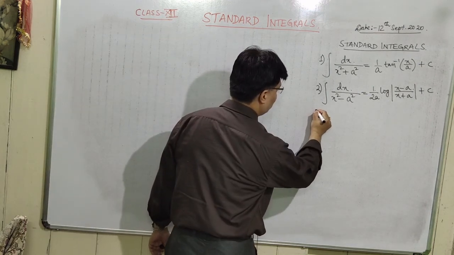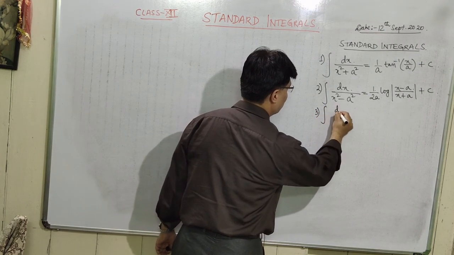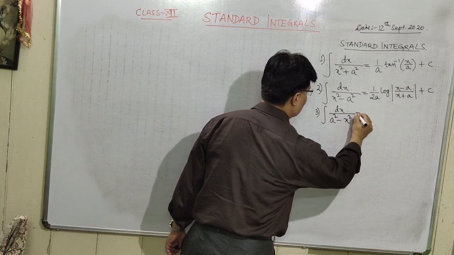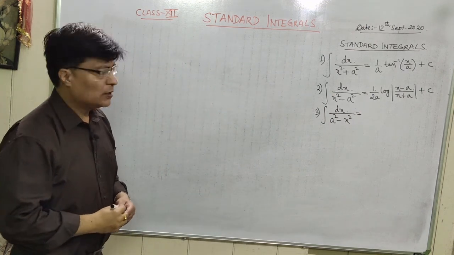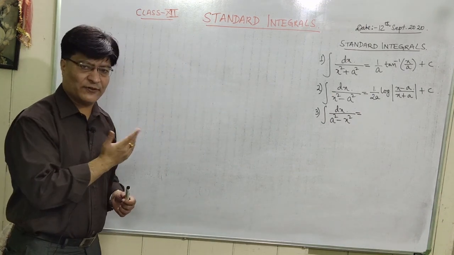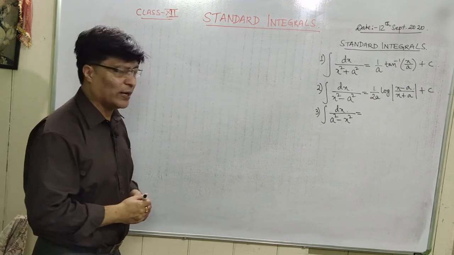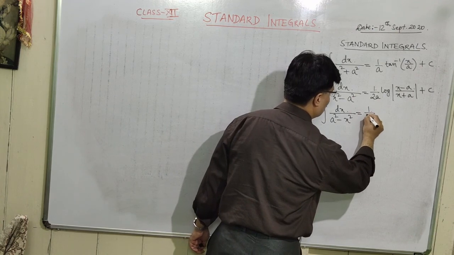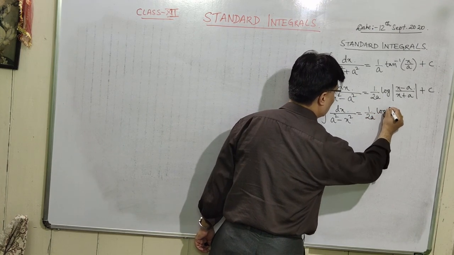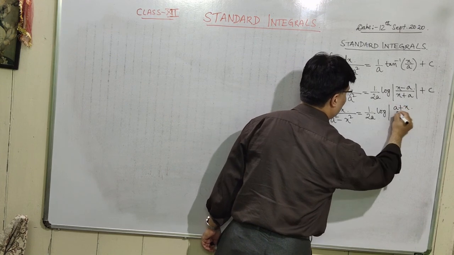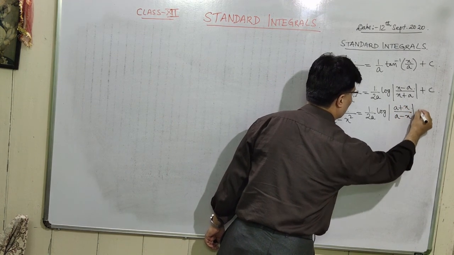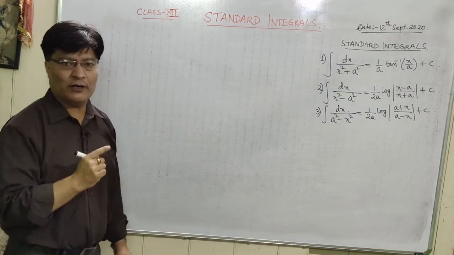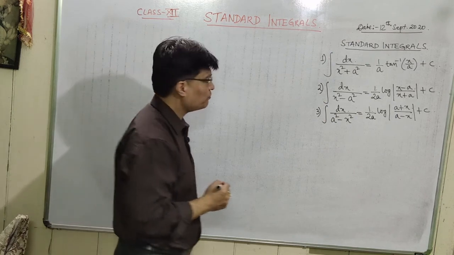Now number 3, integration of dx divided by a square minus x square. Here a is a constant. So it's a standard integral. What is its formula now? Its formula is 1 upon 2a log within mod a plus x divided by a minus x, plus c. That is the formula for the number 3 standard form.